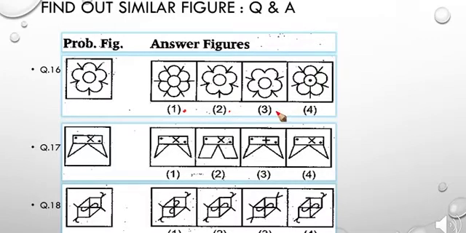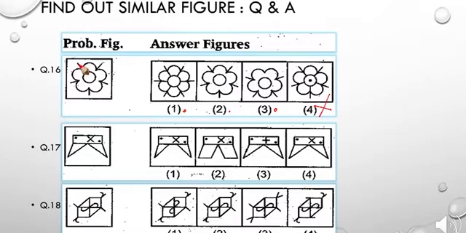In case of option 3 there is a circle at the center and inside there is no design, this is also fine. But in case of option 4 there is a circle but inside which there is a design, so this cannot be the answer. So answer 4 is ruled out. Now let's check from some other perspective.